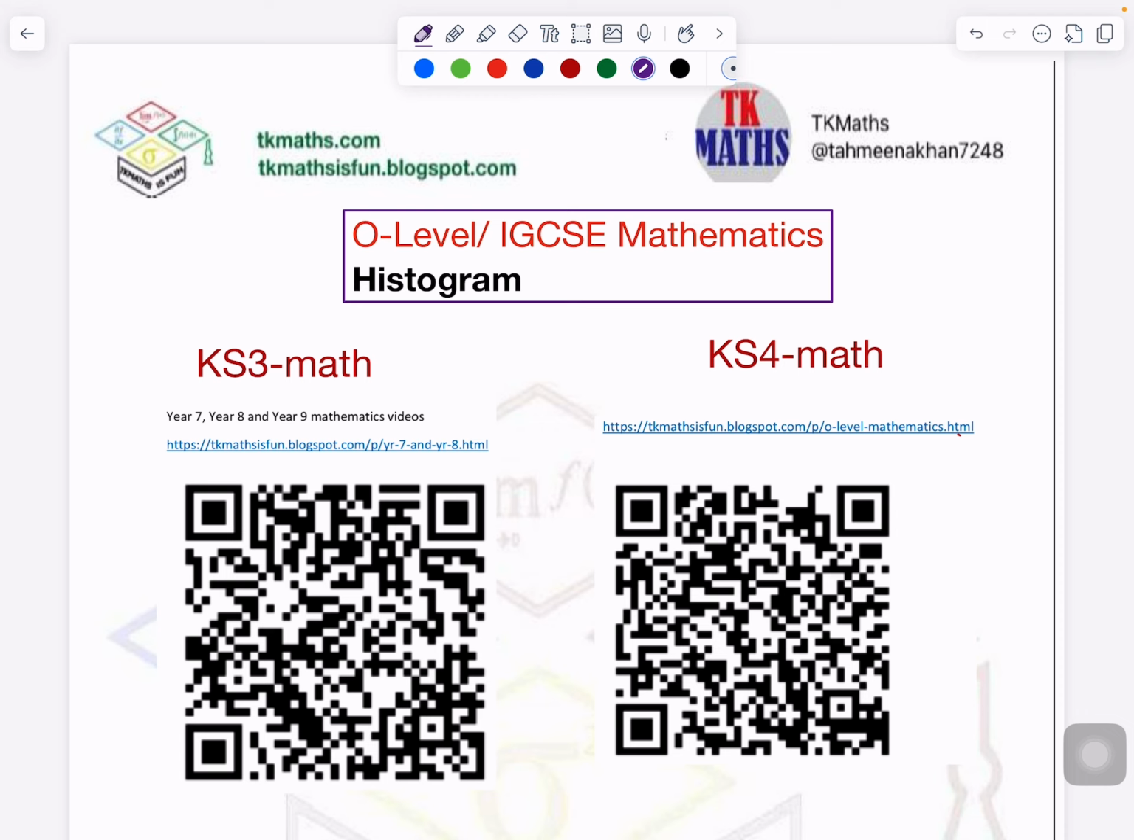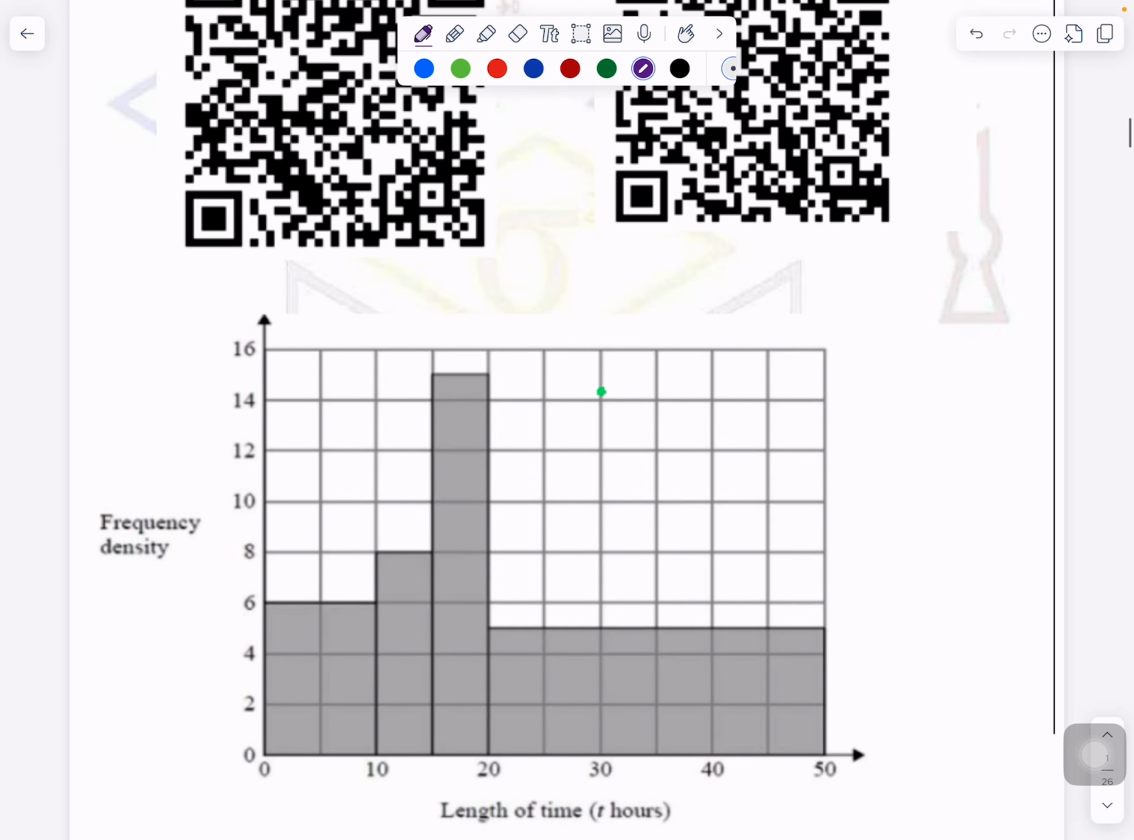In today's video, we will solve a question on histogram, which is a part of the syllabus of O-level mathematics or IGCSE mathematics. Here are two QR codes for all the videos I have made on key stage 3 and 4 maths. So this topic is about histogram.